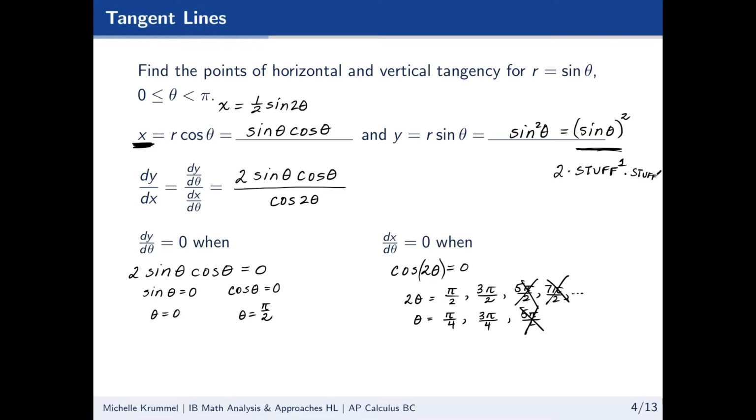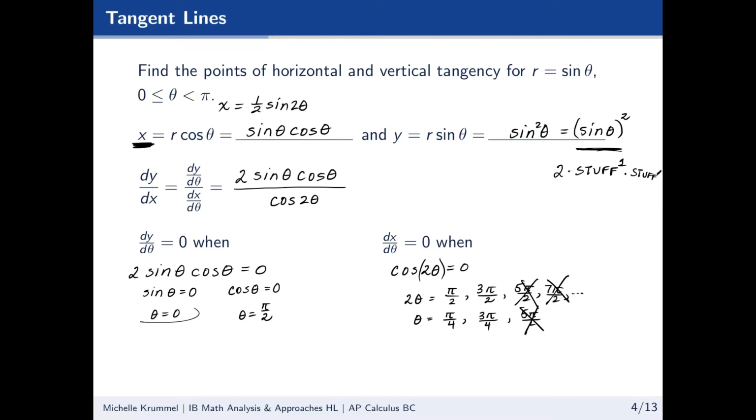We know we have points of horizontal tangency when theta equals 0 and theta equals pi over 2. Now the question is asking us for the points, so we have a little more work to do. Find the points, we have to give the coordinates. We have the theta values, but to write the coordinates of the points in polar form, we also need to have the corresponding r values.